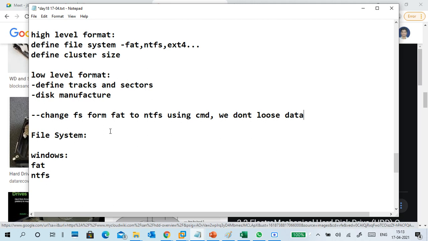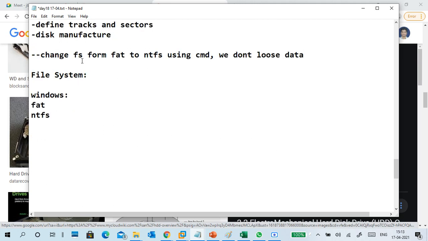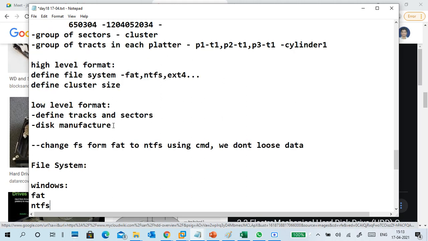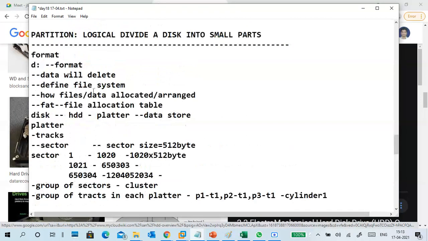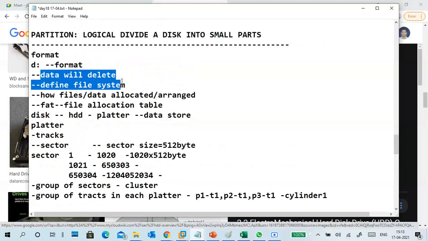Directly in the GUI mode, we will lose it, but with CMD we don't lose the data. So that is one thing to understand. That is called a format. Format does not mean deleting data, but the process of defining a file system to the drive. So obviously data will be deleted in the general way.